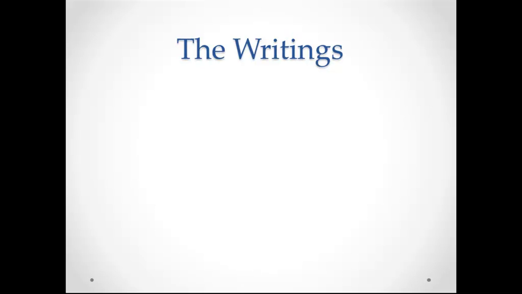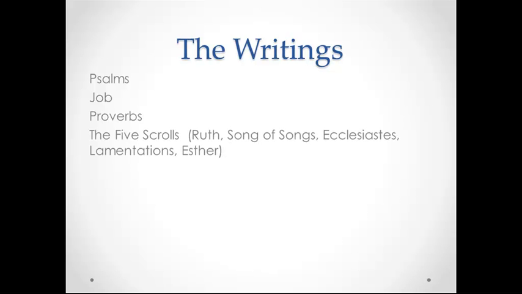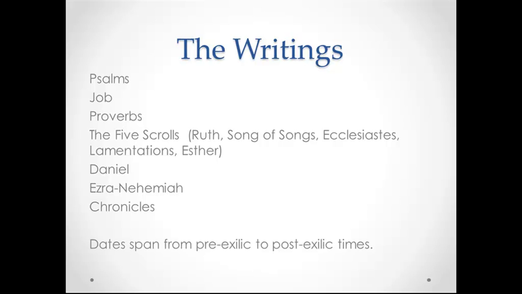Then the third section is the writings. The Psalms leads off the writings. I realize Job comes first in our Bible, but not in the way the writings are usually conceptualized. Proverbs. Then you have the five scrolls: Ruth, Song of Songs, Ecclesiastes, Lamentations, and Esther. Megalot. This is a collection of smaller writings from the Old Testament. In our Bible, these are scattered. Daniel, Ezra, Nehemiah are sometimes considered one book, and then of course 1st and 2nd Chronicles are the end of the writings. Again, the dates span from pre-exilic to post-exilic times.